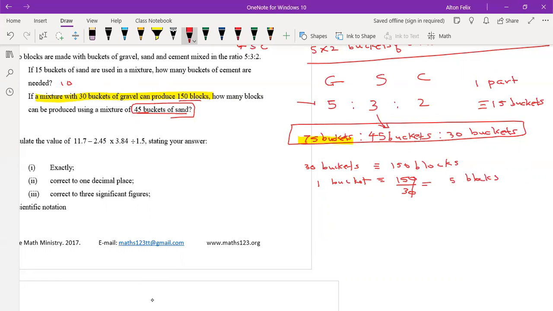And of course, now that we're using 75 buckets of gravel here, let's see how many blocks we can get. If 1 bucket will give us 5 blocks, then 75 buckets will yield 75 multiplied by 5 blocks from that mixture. Let's get that answer: 75 multiplied by 5.